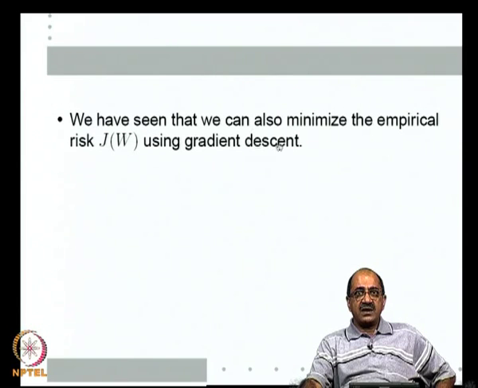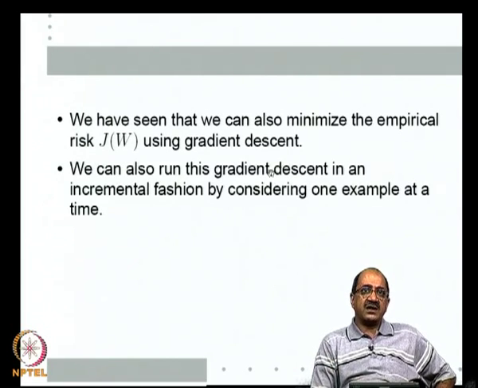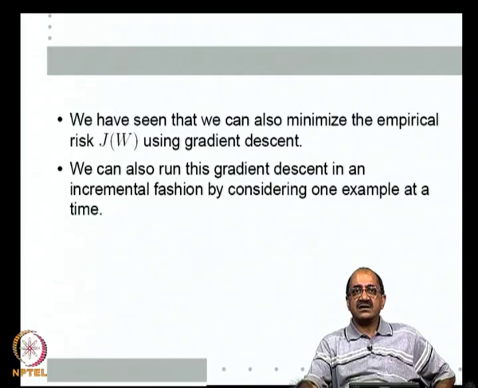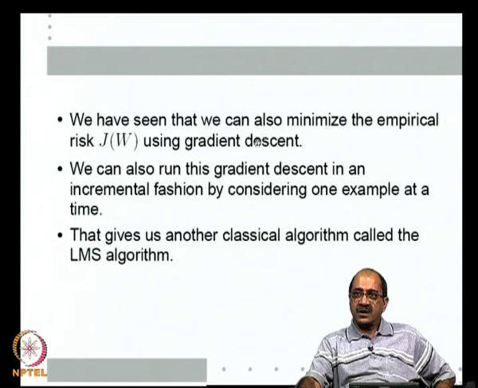We have also seen that we can minimize the empirical risk, which is the same as J of W, using gradient descent, right. And we have also seen that we can run this gradient descent in an incremental fashion, one example at a time rather than considering the entire gradient, and that gives us one more classical algorithm, what we call the LMS algorithm, right. And the Adaline, just like the perceptron, is also a very classical model, adaptive linear element, and that is nothing but minimizing the empirical risk by gradient descent using an incremental version. Okay. We have seen that also.